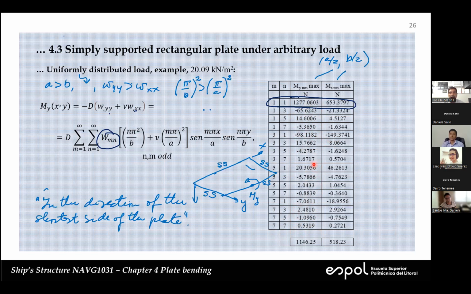Okay, positive, positive, okay, because the curvature will be open upwards. So it's positive in both directions and everything is positive because the load forces the plate to form a curvature like that.